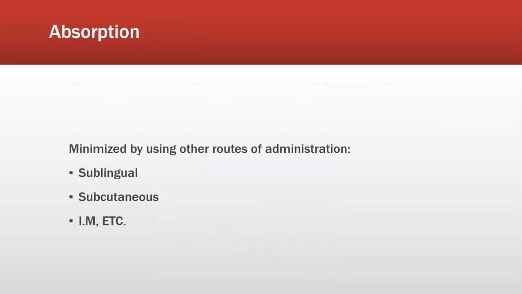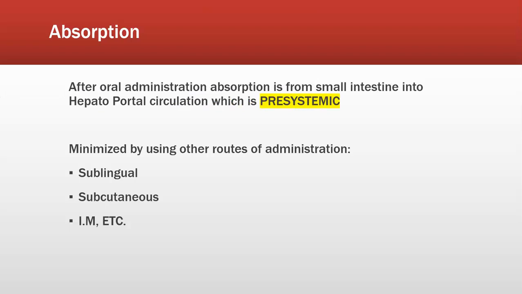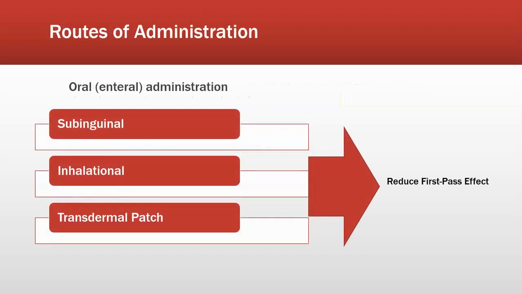So your drugs are minimized by using other routes of administration. So after oral administration, absorption is from the small intestines. Remember, it's from the small intestines because of that large surface area, and it goes into the hepatoportal circulation, which is pre-systemic. Oh, let me go back to that one. If I can go back. I don't think I can go back to that one.